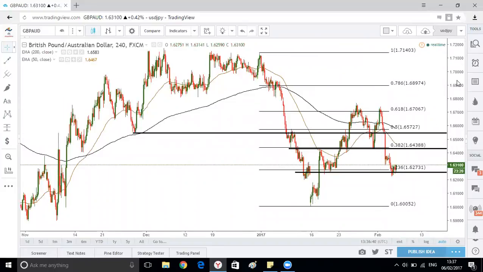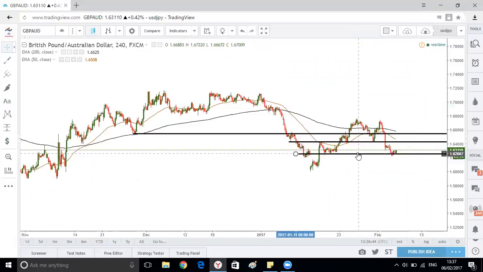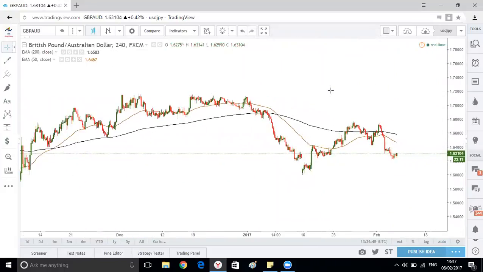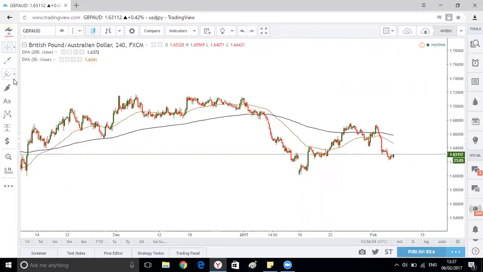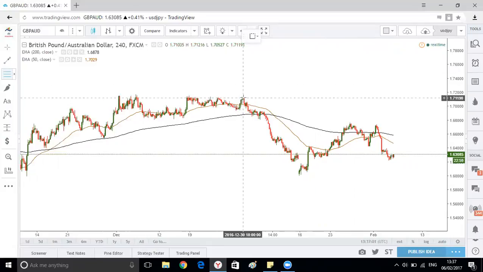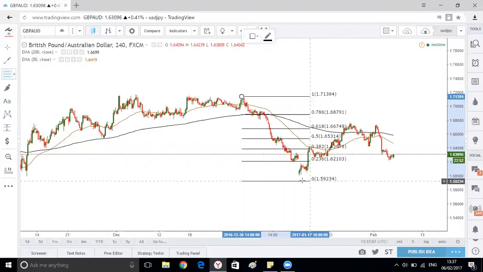Okay, how to use Fibonacci retracement. The best way to learn is if you look back. You can't learn looking forward. You always have to look back. For Fibonacci retracement, how you want to set this up is, you get your Fibonacci retracement tool, and you start from the highest point, which is right here, all the way to the lowest, which is here.